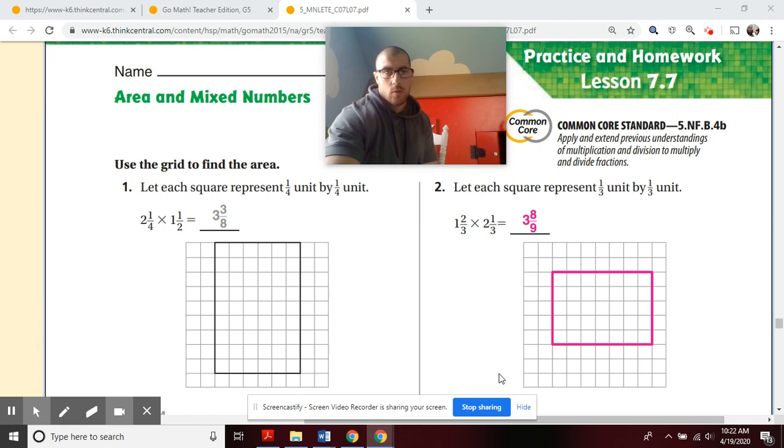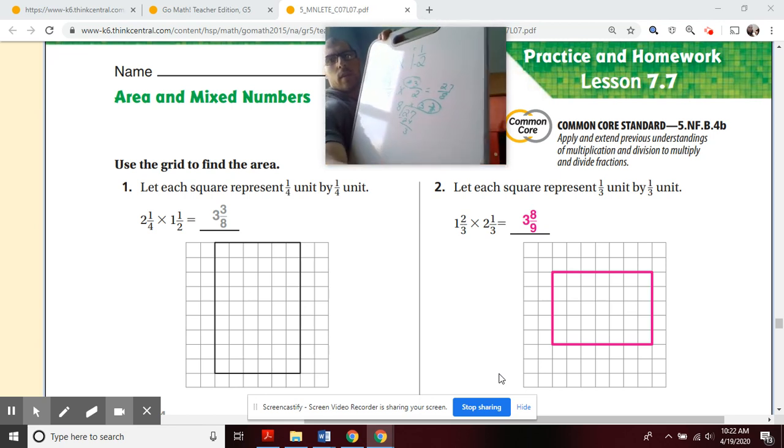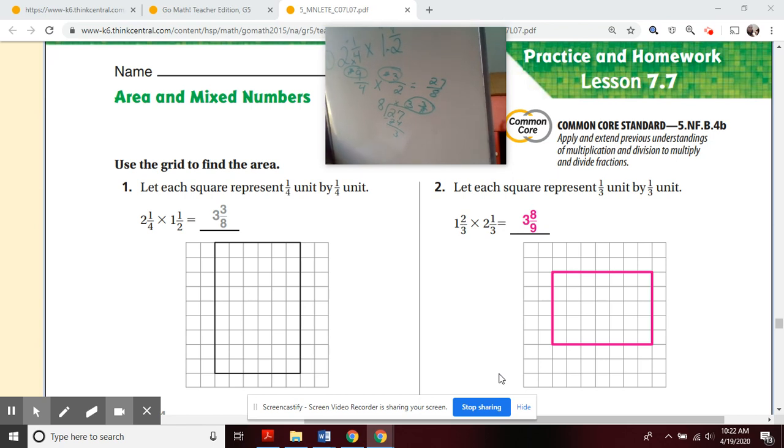On the first one, 2 1/4 times 1 1/2. Since they showed you a picture, I will explain it. On the whiteboard, I have some work for you. If you do exactly what I said, and you change 2 1/4 to 9/4, and you change 1 1/2 to 3/2, you get 27/8, which is, when you divide it out, 3 3/8.